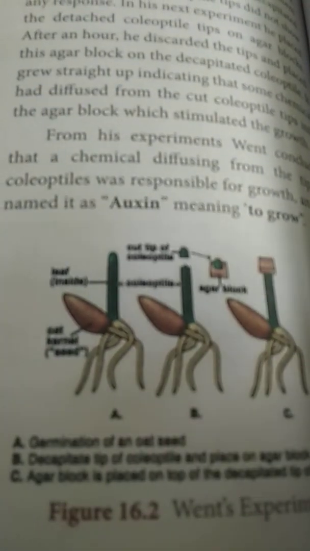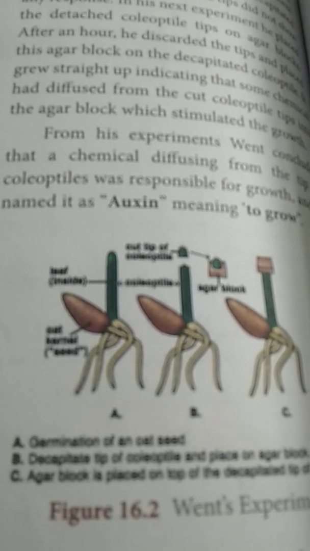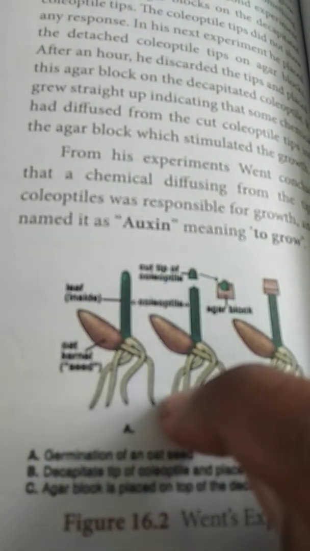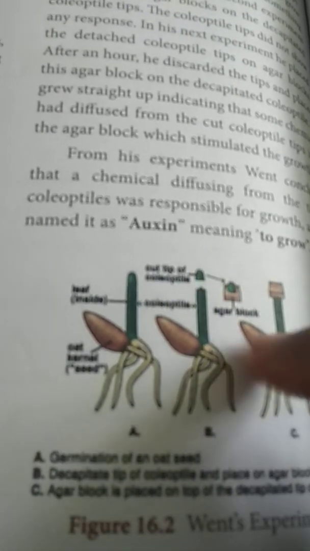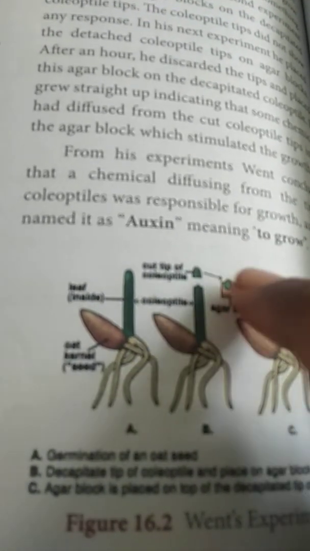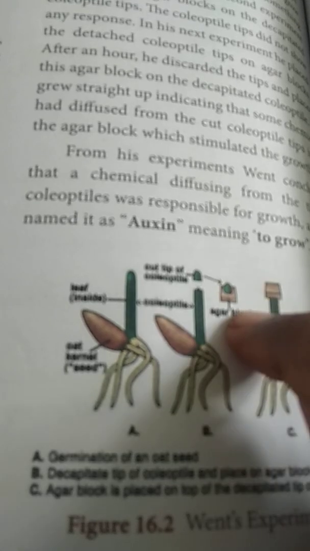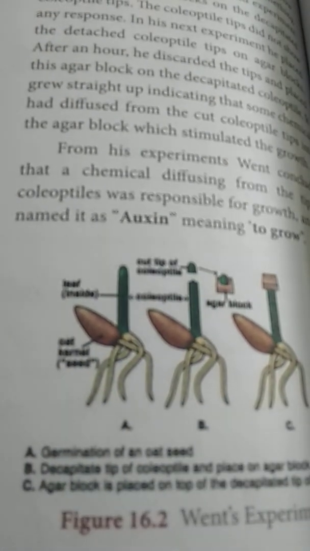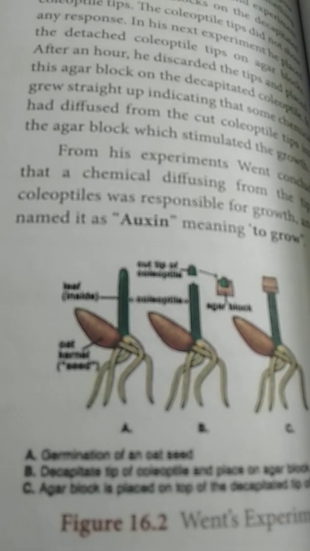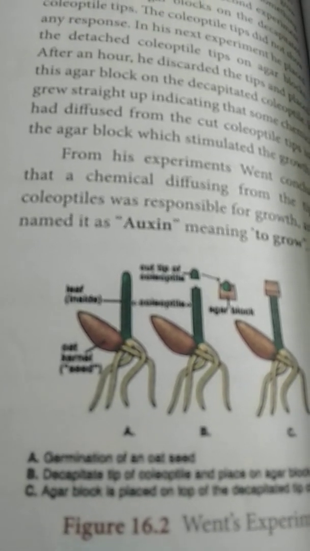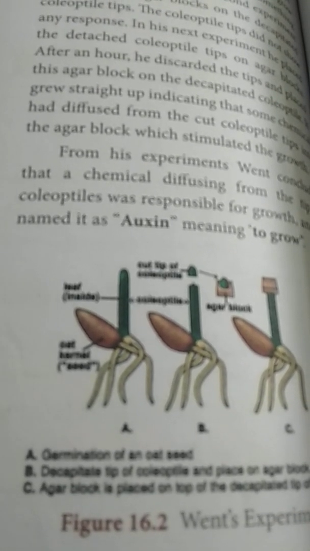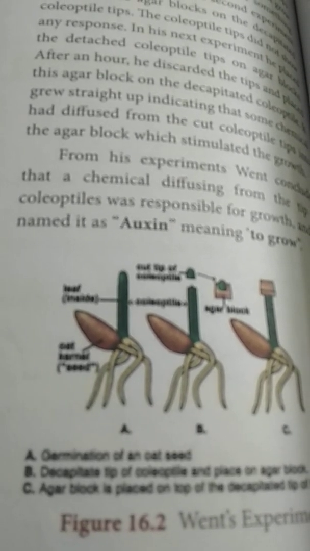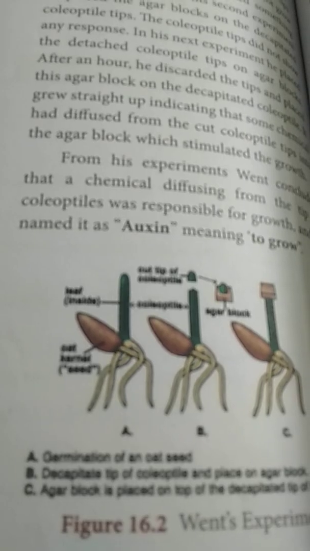So in this experiment, he took one plant and cut the tip of the plant. The plant will never grow after the tip is removed. After that, he put the tip on an agar block. After a few hours, he placed it back in the same place and it started to grow. So he decided that some chemical is there in the tip, and that chemical influences the growth of the plant. So he named that chemical auxin.